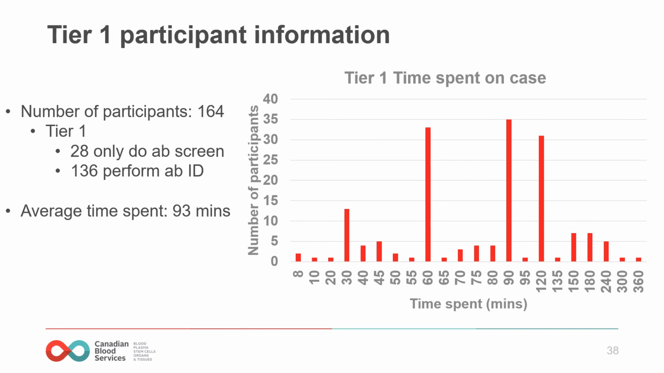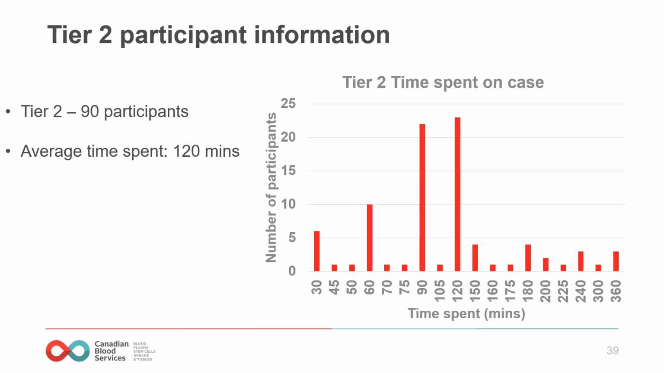So 28 were only able to do the antibody screen, and 136 were actually able to perform the full antibody identification. So as a reminder, Tier 2 was our anti-M, Duffy A, and Big K. And you can see that most of the 90 participants that were involved with this case were kind of between the 90 to 120 minute mark, with the average time being spent about 2 hours, which is great to see that it only took 2 hours to identify these 3 antibodies.